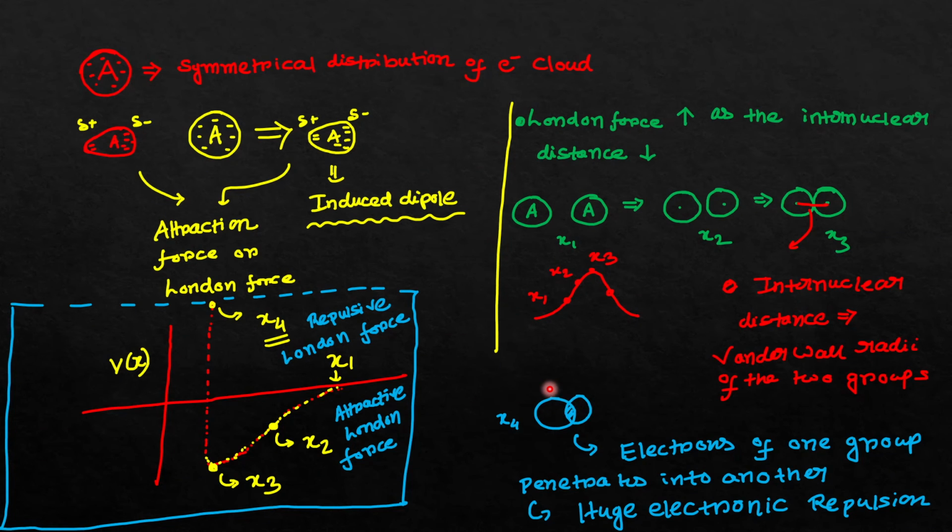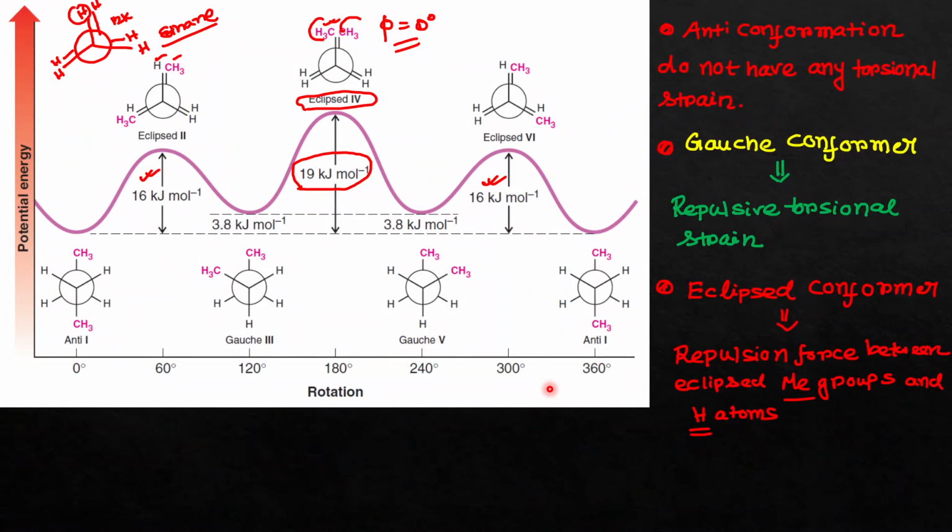That is exactly what happens in the eclipsed conformation, where the two methyl groups are very close to each other, so the electron cloud around these two methyl groups will penetrate into one another. So in that case there will be a London repulsive force instead of London attraction force. That's why these eclipsed conformers have high potential energy, which is reflected in this potential energy diagram.